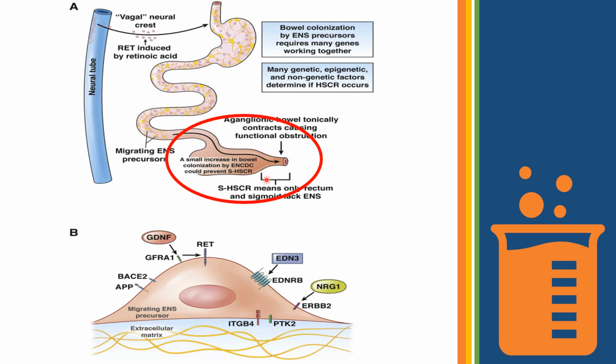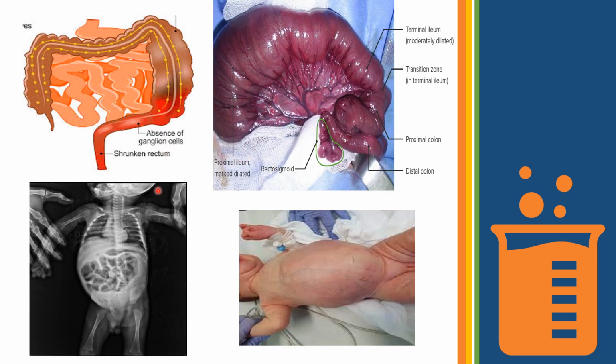Now, if this part is obstructed, all the proximal part will be distended with feces. So automatically there will be distension or megacolon. Here in this picture, we can see the typical picture of a distended colon followed by a narrow part or the shrunken rectum. This is a very peculiar picture of Hirschsprung disease or congenital megacolon. Due to the functional obstruction, due to the spasm of this area, what will happen? Outflow of feces will be hampered. The feces will not be expelled.